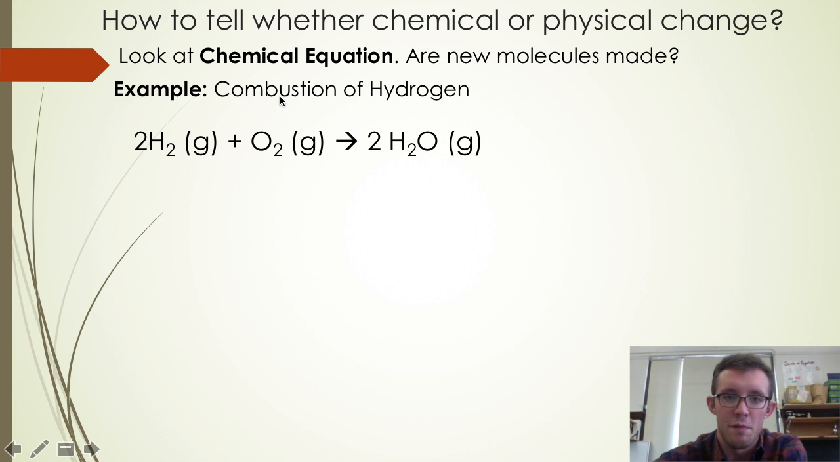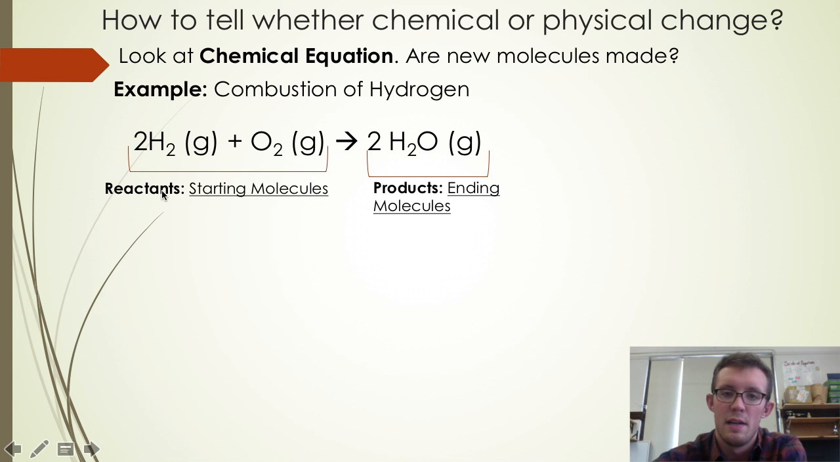For example, if we look at the chemical equation of the combustion of hydrogen, we can see on the left side of this chemical equation, we have our starting molecules, or our reactants. And on the right side, we have the products, the ending molecules of the reaction.